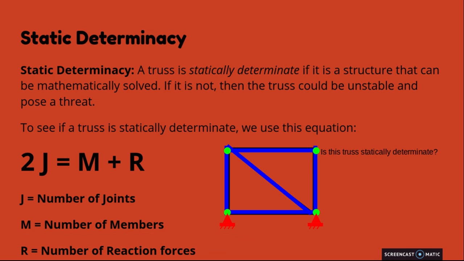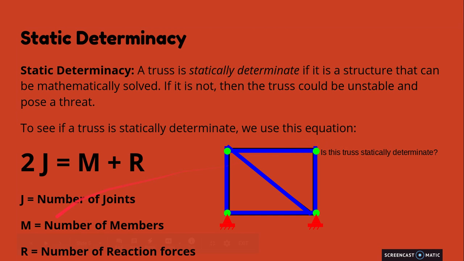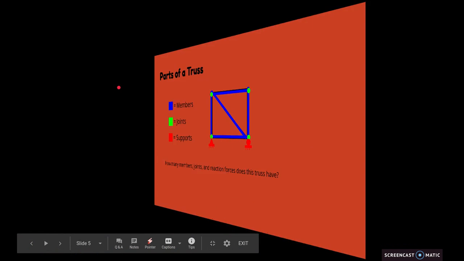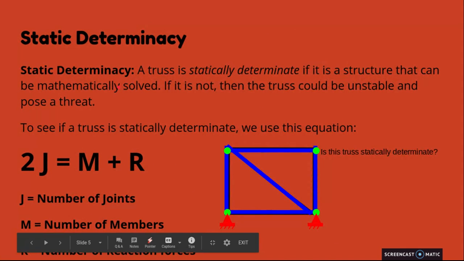The equation that we can use is 2J equals M plus R. J equals the number of joints, M equals the number of members, and R equals the number of reaction forces. If you could handle this slide, then that's all you have to do.